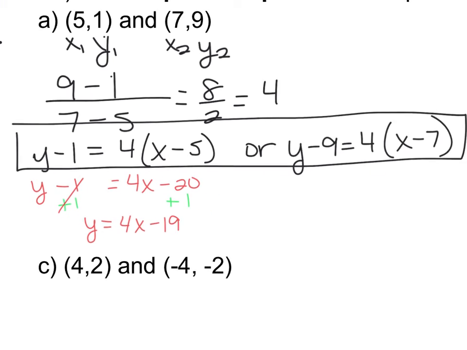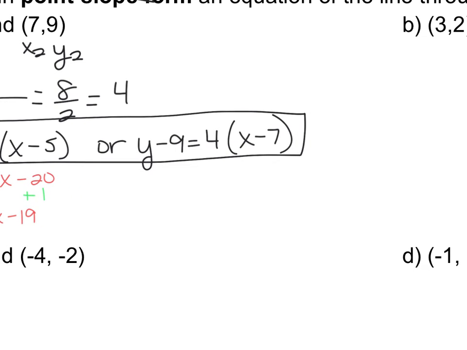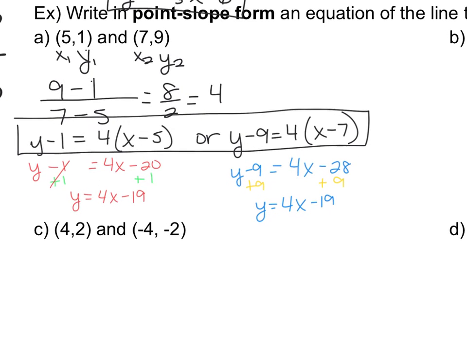Now look what happens over here. If I distribute the 4, I have 4x, and 4 times negative 7 is negative 28. Bring everything else down. To get y by itself, I need to add 9. So y equals 4x, and negative 28 plus 9 gives you negative 19. Look at that. We end up with the same equation in slope-intercept form.